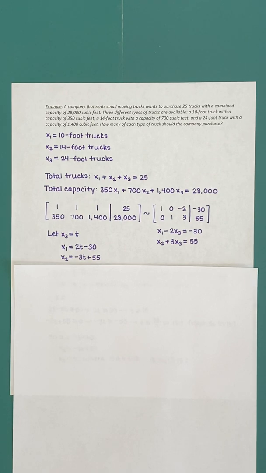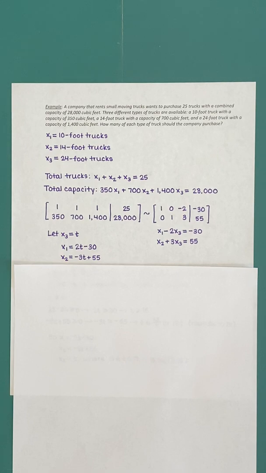Now, another type of number that doesn't actually make sense here is any number that's not an integer. We can't buy half of a truck or a third of a truck. We have to buy a whole number of trucks. So we could buy 0 trucks, we could buy 1 truck, we could buy 2 trucks. We can't buy 1.5 trucks though.